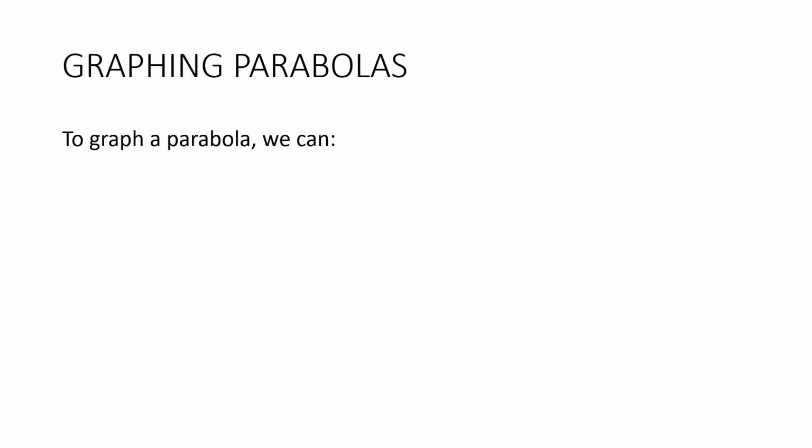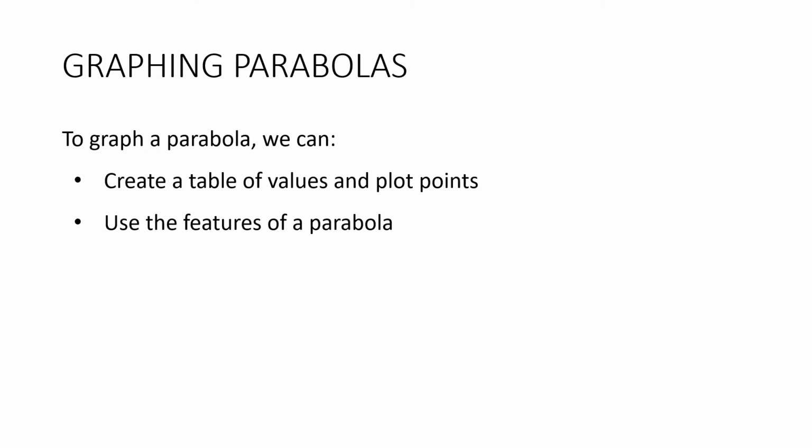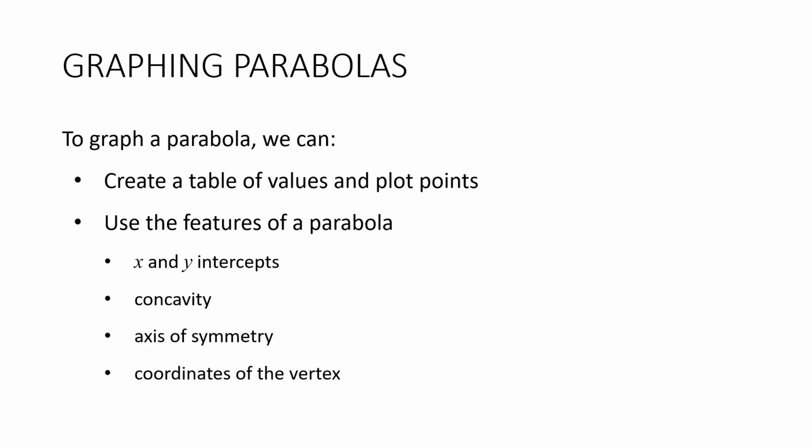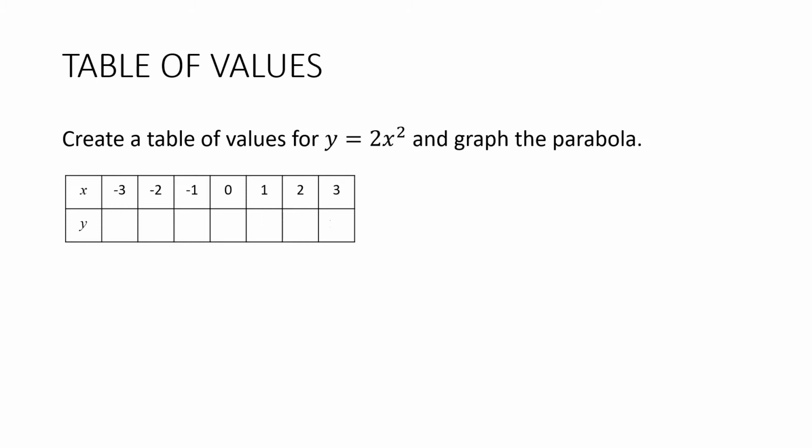So to graph a parabola we can either create a table of values and plot points, or we can use the features of a parabola. That's all the things we learnt in the last lesson: x and y intercepts, concavity, axis of symmetry, coordinates of the vertex. So let's start with the table of values method.